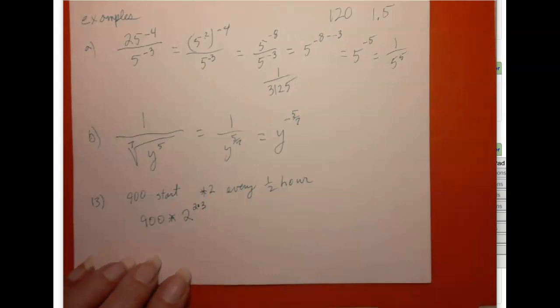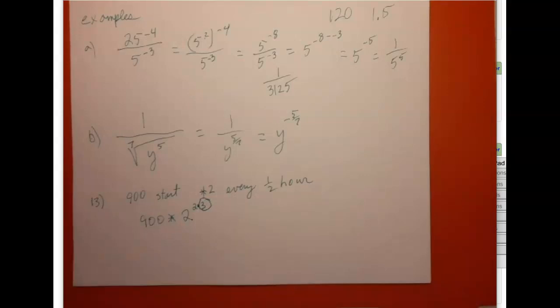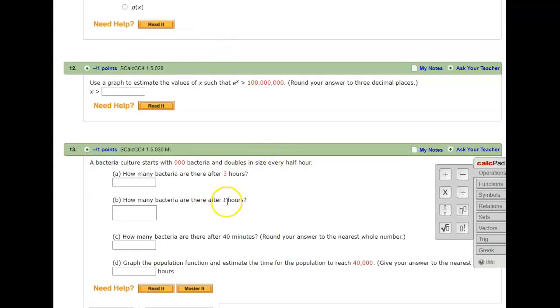So if this was for any amount of hours, the only thing that would change there would be the 3. So think about how you might write that as a formula, as an expression. Notice here that the t is the variable. That's a big hint for you. Don't make it a capital T. A little lowercase is what they're looking for.